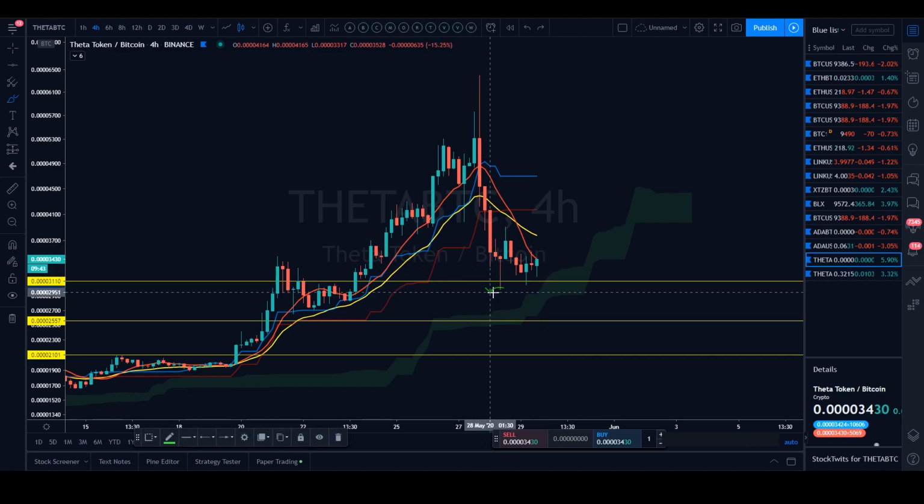Okay, losing this wick low here is GG. I do believe we're coming down to test this 2556, 2557 sat region. Okay, and yeah, this is all I have for you. This is Theta BTC on the 4-hour time frame.